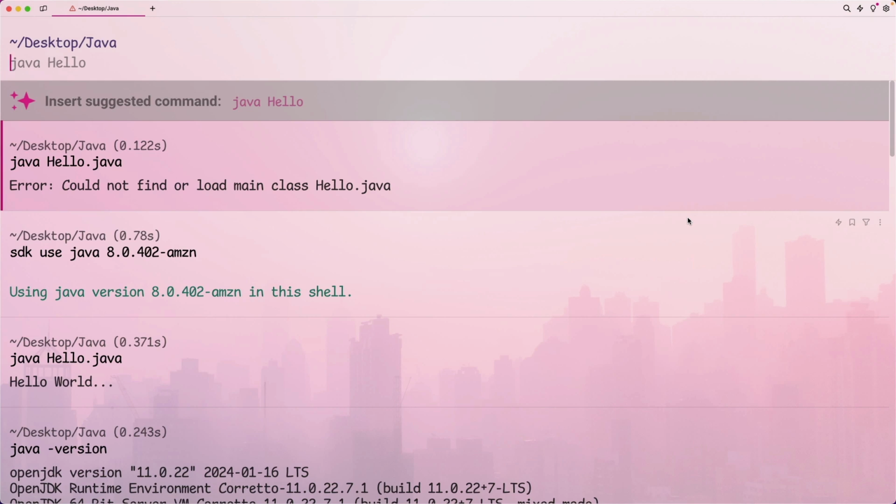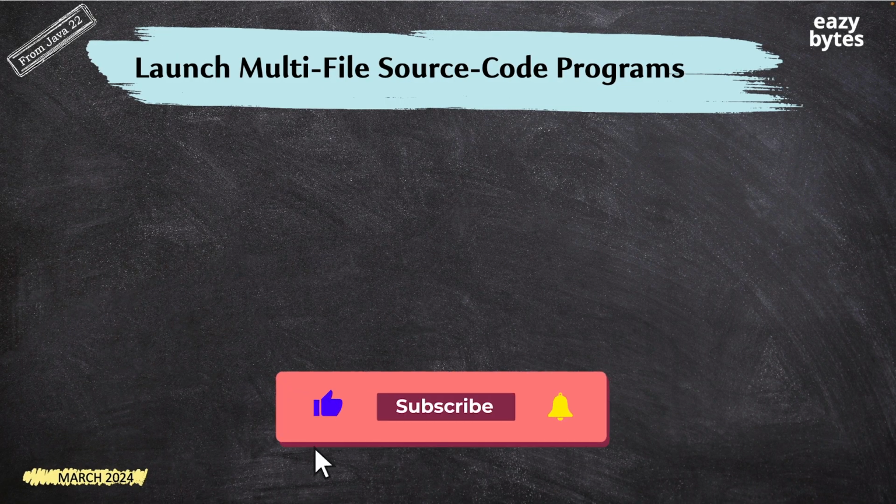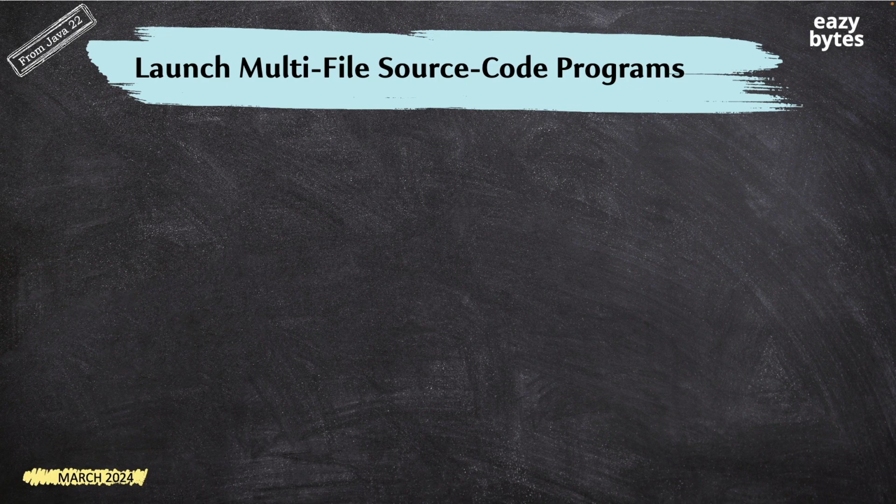This new feature we call Launch Single-File Source Code Programs. But right now we are talking about the Java 22 feature, which is Launch Multi-File Source Code Programs. So let's try to understand what this new feature is and how it is different from the single-file source code program feature that got introduced as part of Java 11.